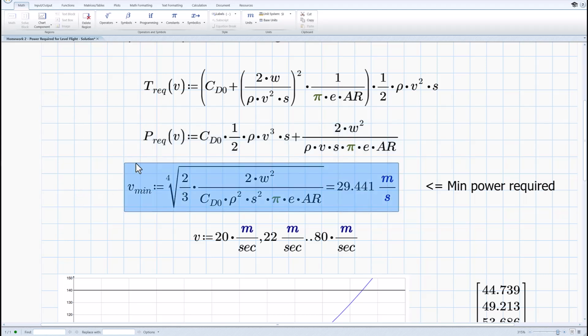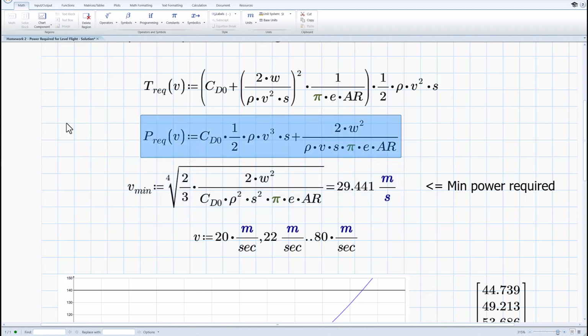Now for minimum power required, I set the derivative of power required equal to 0 and solve for V min. Now the derivative with respect to V is pretty simple to write down, and you can see right here I just solve for V min. The only funny part about it is there's a fourth root there. It's pretty rare to see fourth roots in anything, but here we are.